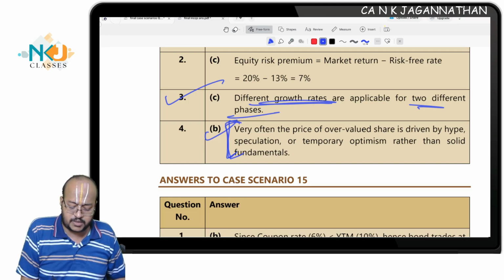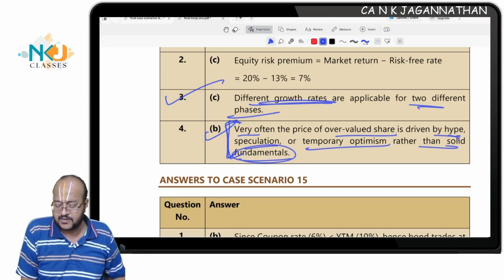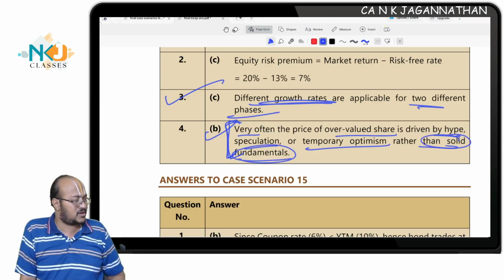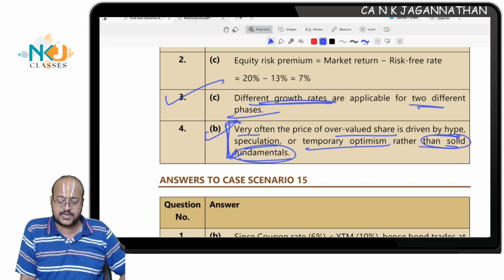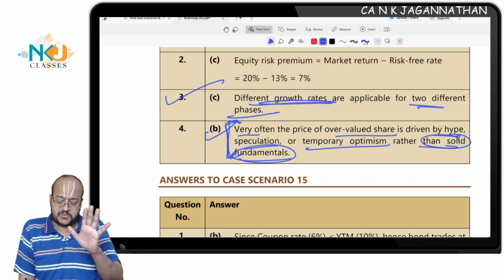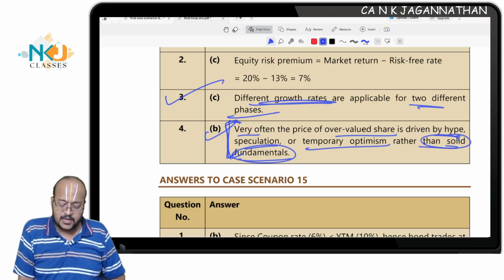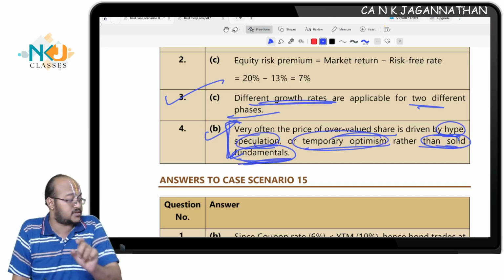then it is overvalued, simply overvalued. But here, it says very often the price of an overvalued share is driven by hype, speculation, temporary optimism, as well as solid fundamentals. This I believe is unnecessary reasoning anyway, because the quoted price is more than the fair price, so it is overvalued. That is sufficient. It has a mistake here, because they are saying that it is driven by hype, speculation, or temporary optimism, that solid fundamentals need not be. The statement is not correct.